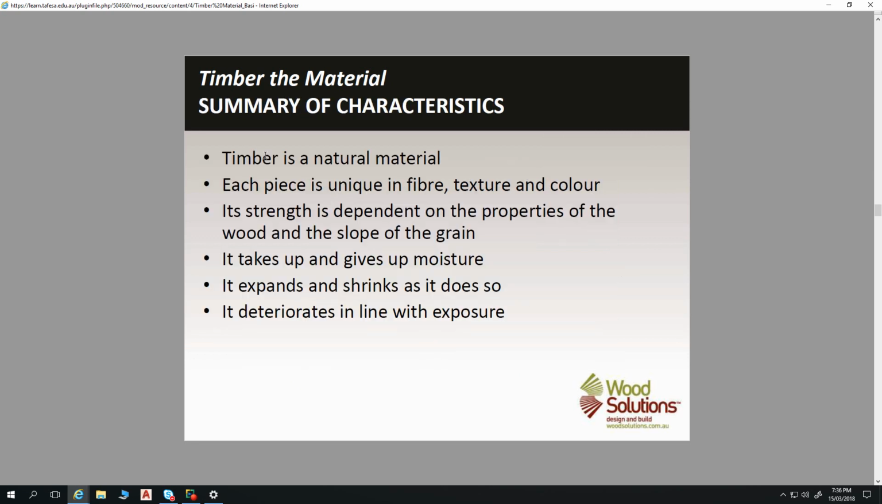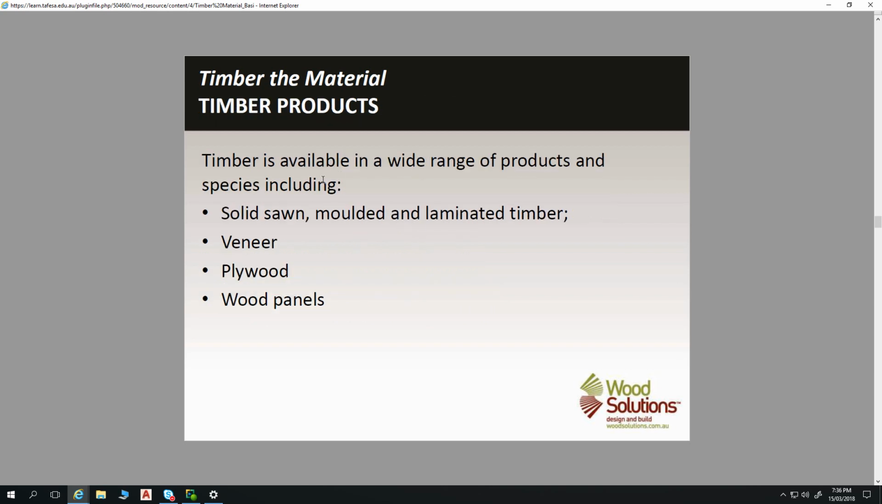Timber is a natural material. Each piece is unique in fibre, texture and colour. Its strength is dependent on the properties of the wood and the slope of the grain. It takes up and gives up moisture, expands and shrinks as it does so, and deteriorates in line with exposure. Timber is available in a wide range of products and species, including solid sawn, moulded and laminated timber, veneer, plywood, and wood panels.